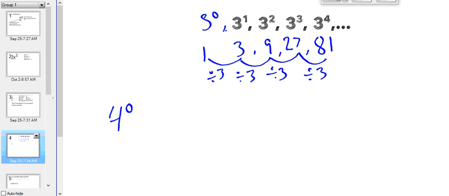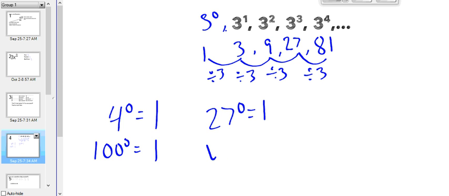4 to the 0th power equals 1. 100 to the 0th power equals 1. 27 to the 0th power equals 1. W to the 0th power equals 1. So long story short, anything to the 0th power is always equal to 1, no matter if it's a number, small, big, in the middle, or even a letter. Anything to the 0th power is always equal to 1.